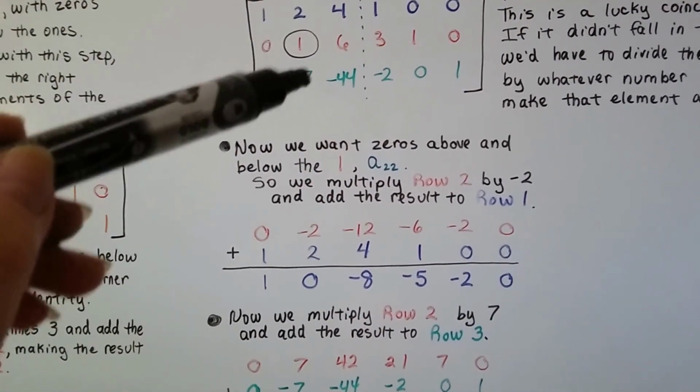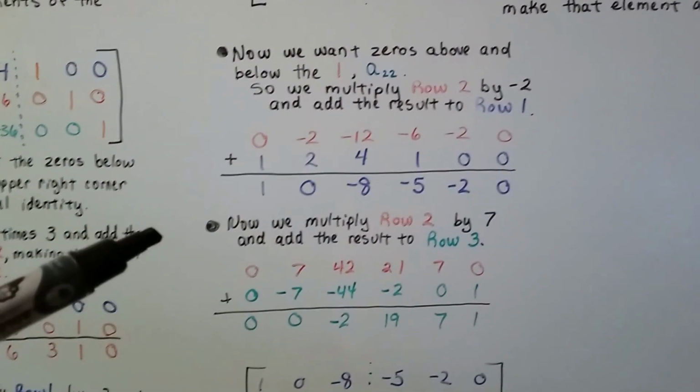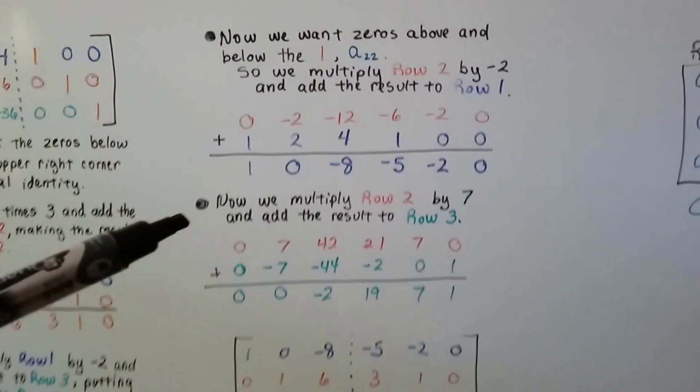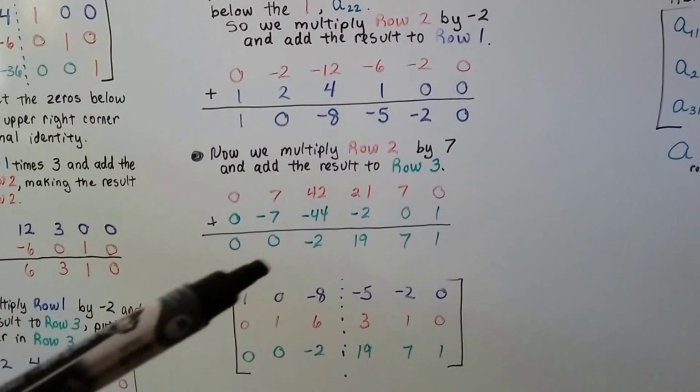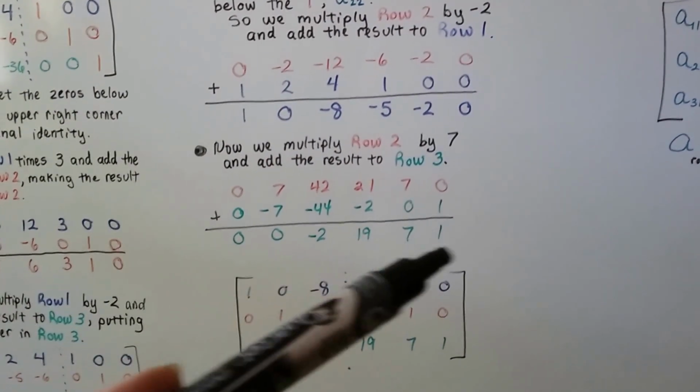We want that to be a 0 below the 1, so we can multiply this by a 7 to make additive inverses, can't we? So we multiply everything in the red row by a 7, and we add it to the green one. That's going to become a 0, 0, negative 2, 19, 7, and a 1.